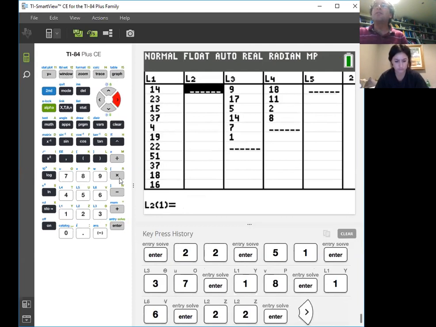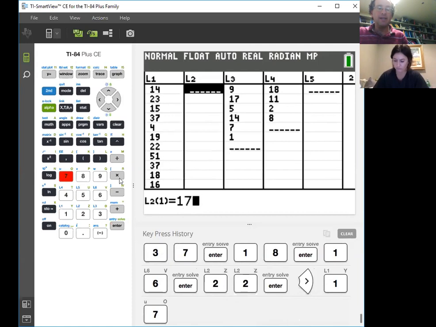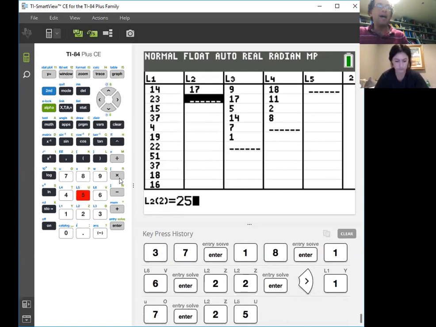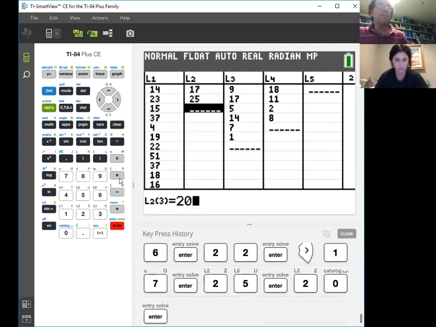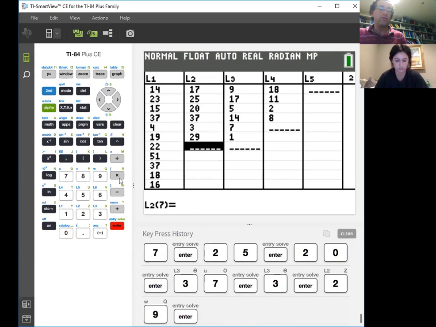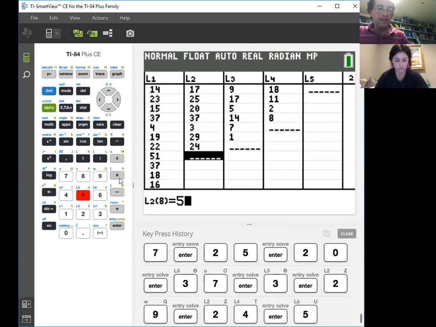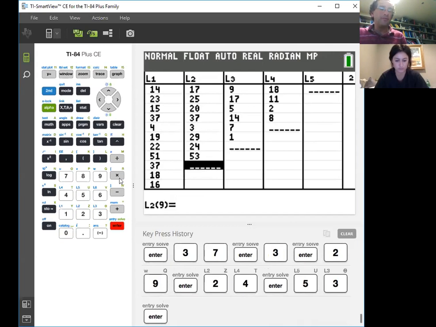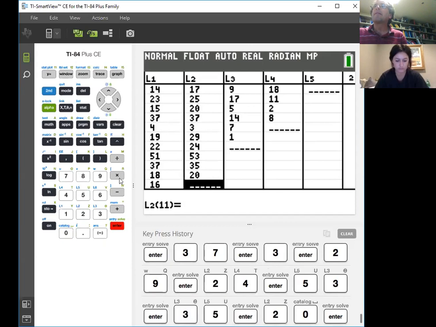And then for L2, we have 17, we have 25, 20, 37, 3, 29, 24, 53, 35, 20, 19, and 22.